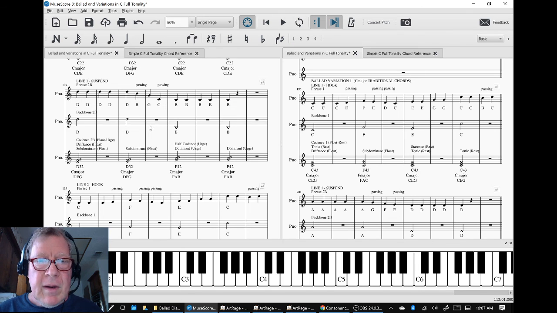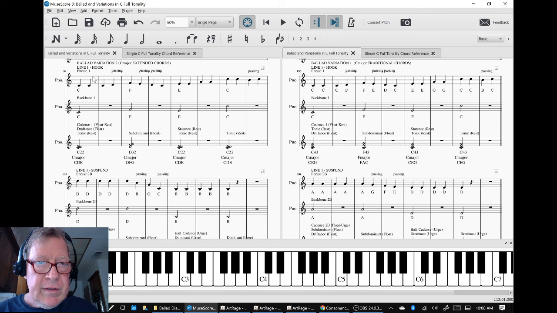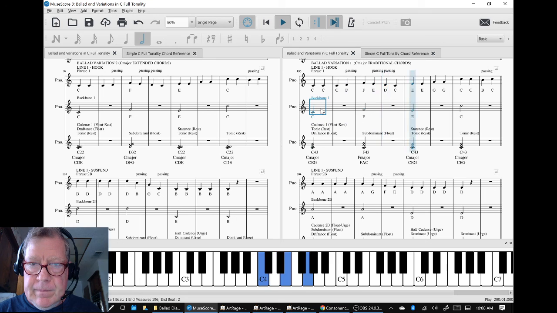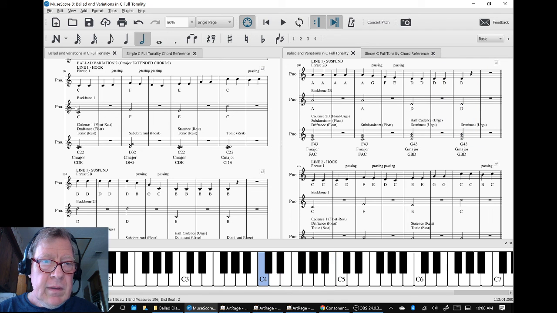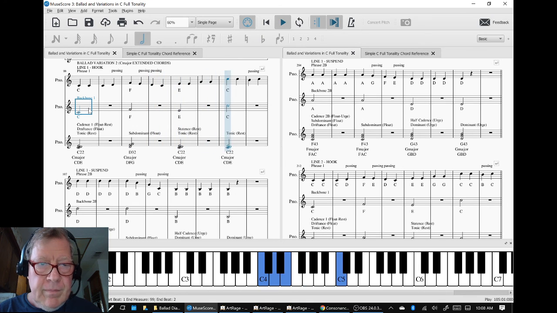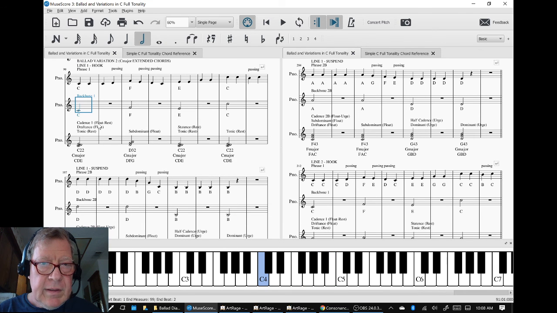So this is probably a good place to complete the stream for today, and let's listen in to these two lines that we've gotten to on variation two. First we'll listen to the backbone. Listen to it in variation two. And we'll agree that that's definitely different.